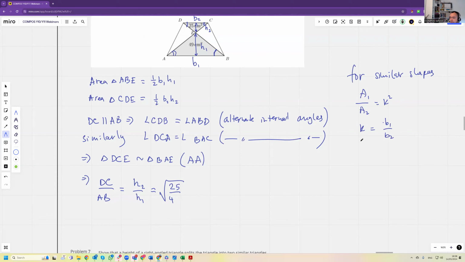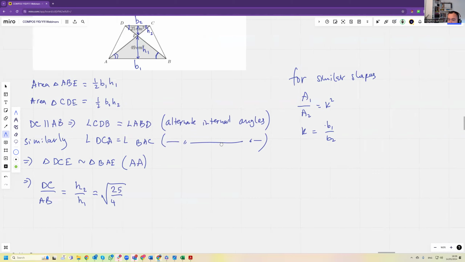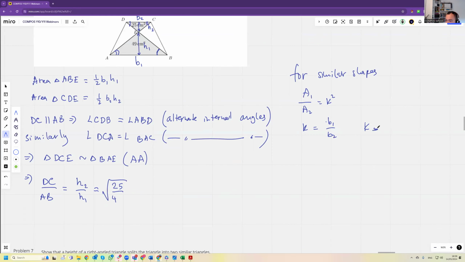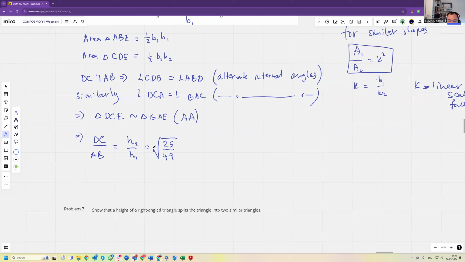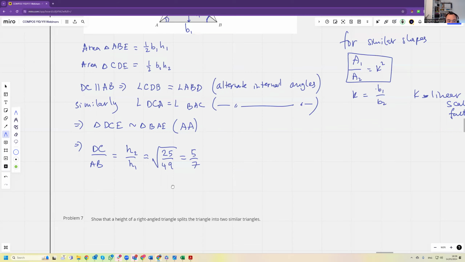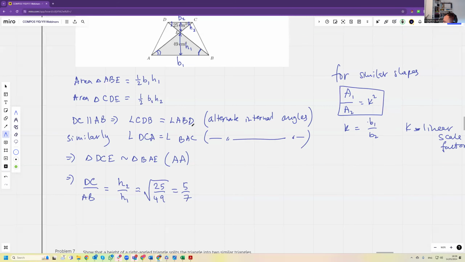Do you all understand what I'm talking about? Do I need to explain what k is? k is the linear scale factor, and the ratio of areas is k squared. So the ratio of the sides is 5 to 7, because the ratio of areas is 25 to 49. Does that make sense?